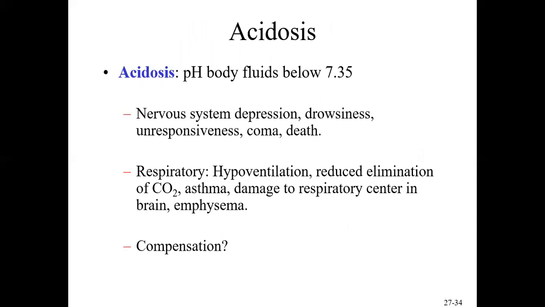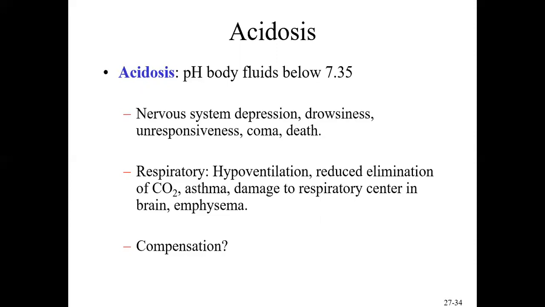Now, the last two things we need to look at are the terms acidosis and alkalosis. Acidosis is any time the pH of the body fluids falls below 7.35. Remember, it's supposed to be 7.35 to 7.45. So if you go below 7.35, that's considered to be acidosis. You can see some of the main symptoms here: nervous system depression, drowsiness, unresponsiveness, coma, and it can be fatal.